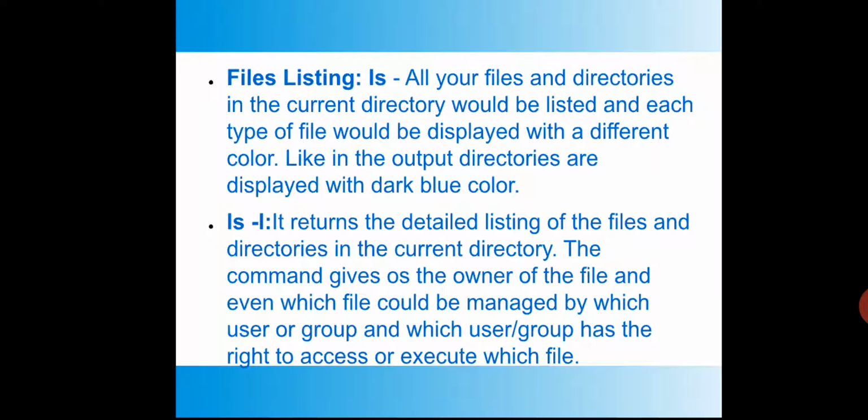Now why am I saying all this? Because using ls space -l, it will list out all the information of a file. In the next slide or the next video, I will put the screenshots of this, don't worry. The command gives the OS the owner of the file, which file could be managed by which user or group, and which user group has the right to access or execute which file. This is what I just said: there are mainly three categories, and based on that the permission will be set, and based on that you are allowed to work on it.